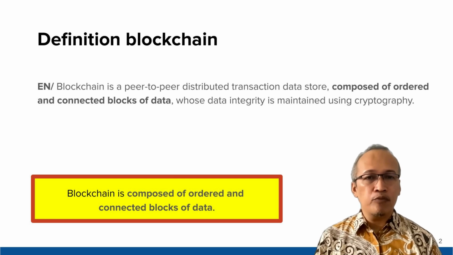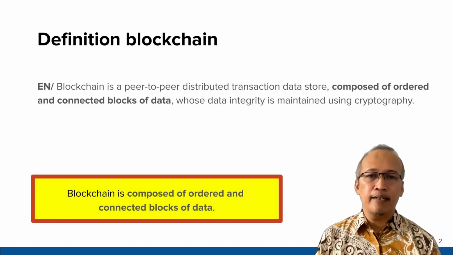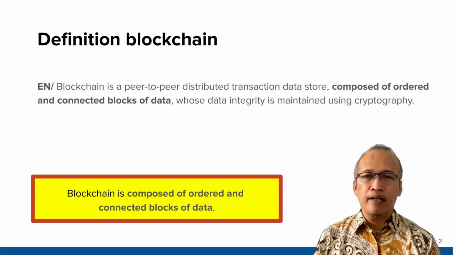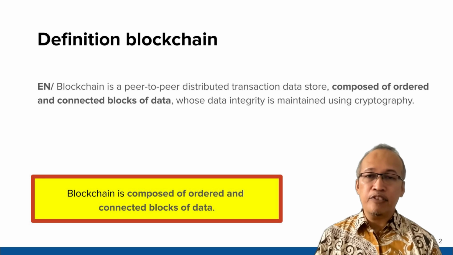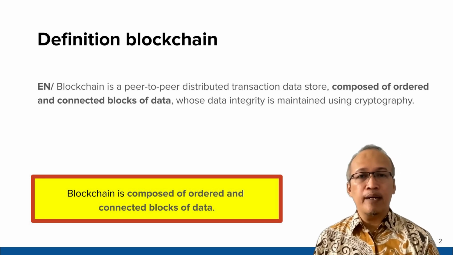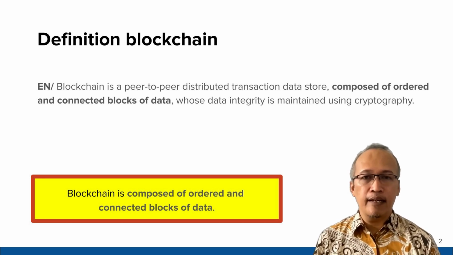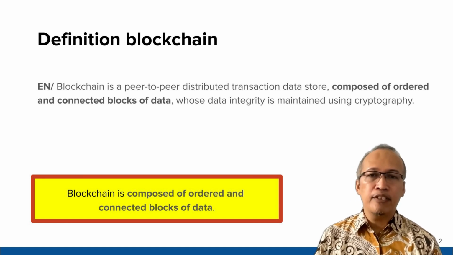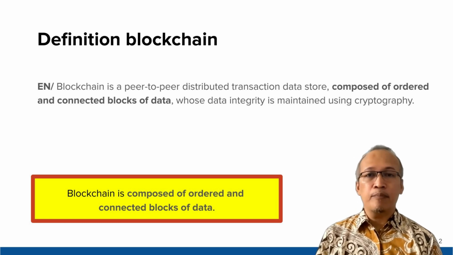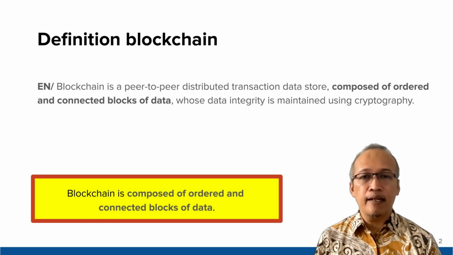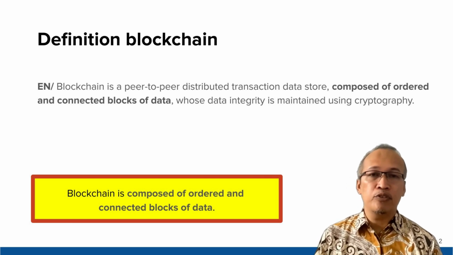Blockchain is composed of ordered and connected blocks of data. The data isn't just stored in one big pile, it's organized into blocks. Think of each block as a container that holds a bunch of transaction records. These blocks are ordered. They have a specific sequence, like pages in a book. And they are connected. Each block is linked to the one before it, forming a chain. That's why it's called a blockchain. It's literally a chain of blocks.